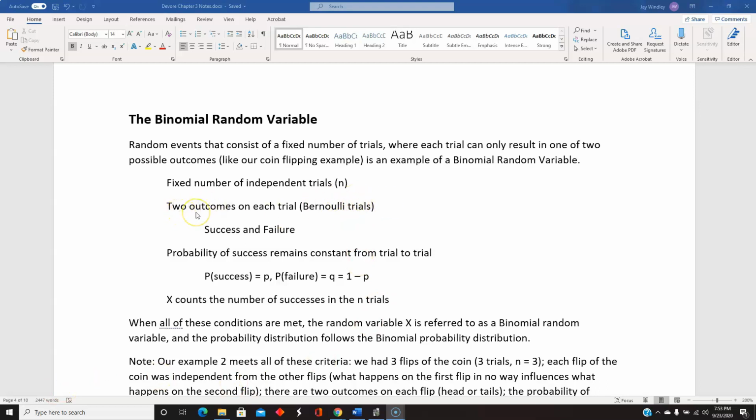And those 2 outcomes, for some reason, and this goes back like 300 years, statisticians have always called success and failure. And the probability of success has to remain constant from trial to trial. Usually the notation for the probability of success is lowercase p, and the probability of failure is sometimes written as lowercase q and sometimes as 1 minus p. We can write it as 1 minus p because there's only 2 things that can happen. So the probability of failure has to be the complement of the probability of success, so 1 minus p. And you have a random variable x that is counting the number of successes in the n trials. And when all of these conditions are met, then the random variable x is called a binomial random variable.